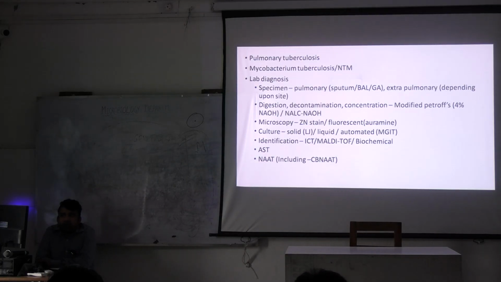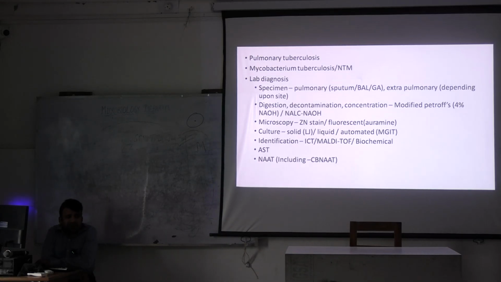Now coming to laboratory diagnosis, what will be the specimen in this case? The ideal specimen would be a respiratory specimen. It may be sputum, it may be ET aspirate, bronchial lavage, and even gastric aspirate in small children. And if you are suspecting extrapulmonary tuberculosis, the sample will depend on the site of the infection.